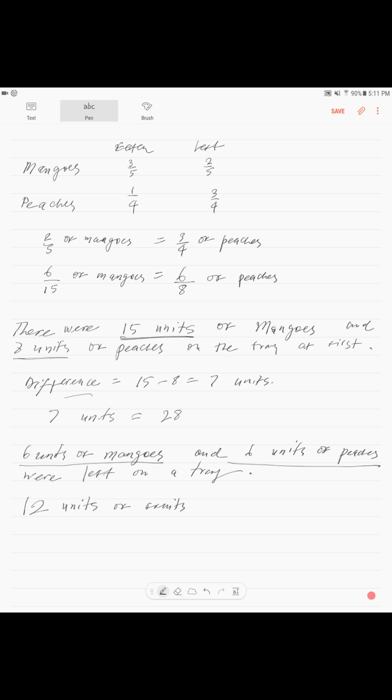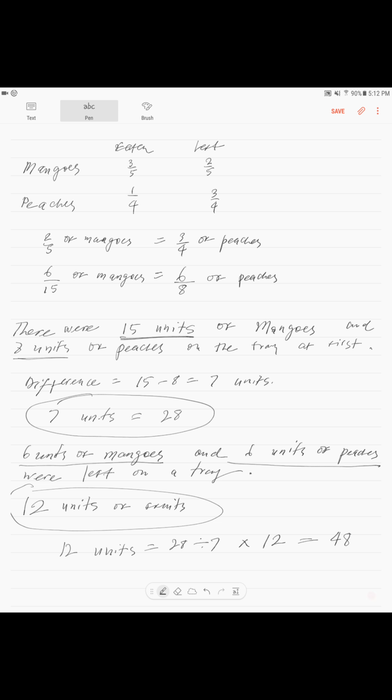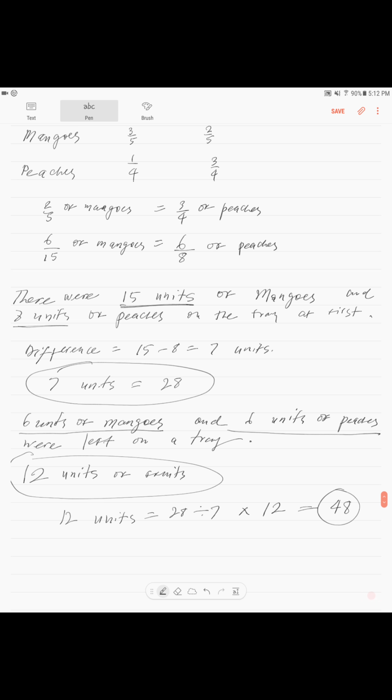So 7 units is 28. How much is 12 units? 12 units is 28 divided by 7, it's going to be 1 unit times 12. 12 units, and it's going to be 48. That's your answer. 48 fruits were left.